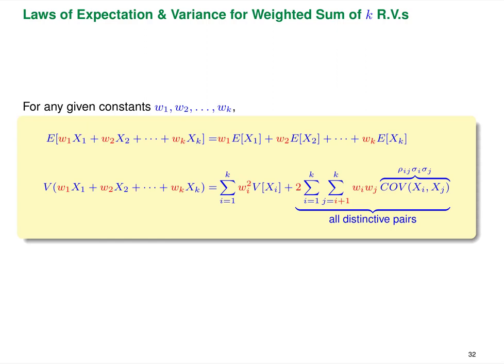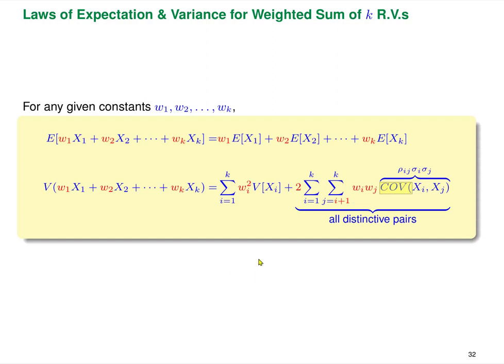More generally, for an arbitrary number of random variables, we have the general laws of expectation and variance for their linear combinations. Let's suppose we have k random variables, x1, x2, up to xk. Then for any given constant weights, w1, w2, up to wk, the expected value of the weighted sum of these k random variables is equal to the weighted sum of their expected values. That is, the expectation operation and the linear transformation are interchangeable.